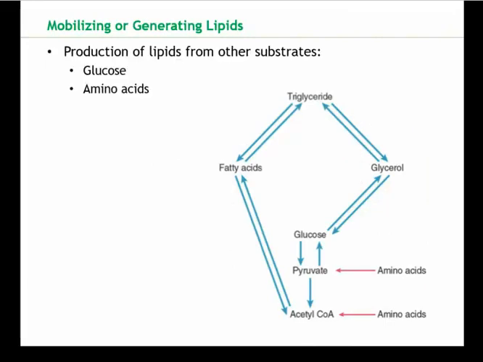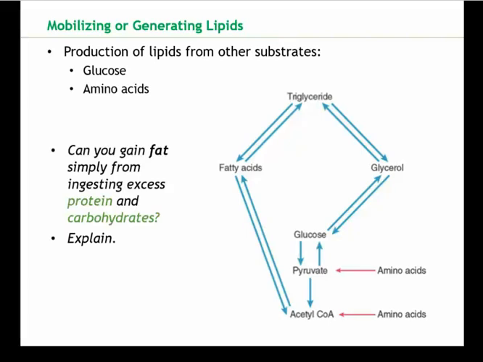All right, so this next slide shows a picture of how we can produce lipids from other sources, like glucose and amino acids. Normally I would turn this over to the class and ask this question: can you gain fat mass simply from ingesting protein and carbs only? And you're supposed to explain why. Normally I would let you discuss this for about 5 minutes and come up with an answer. So maybe pause the video and look at this chart and think about, is this possible? If I only eat protein and carbs, can I gain fat tissue?